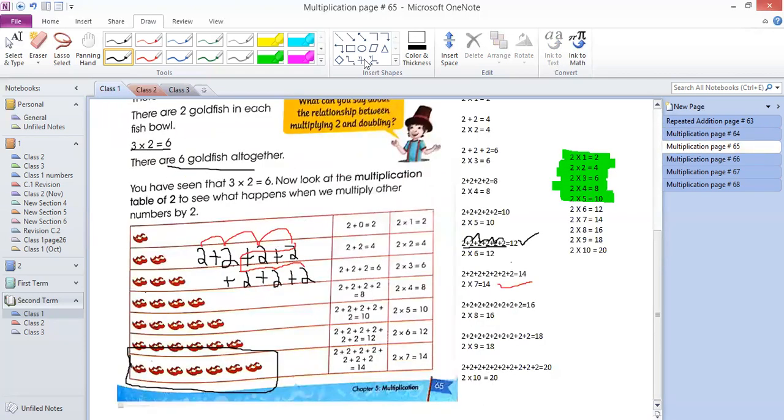Let's suppose you don't know the table, then we will start adding: 2 plus 2 is 4, 4 plus 2 is 6, 6 plus 2 is 8, 8 plus 2 is 10, 10 plus 2 is 12, 12 plus 2 is 14, and 14 plus 2 is 16. So 2 by 8 is equal to 16, or 8 times 2 is equal to 16.